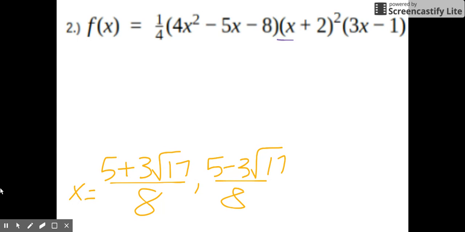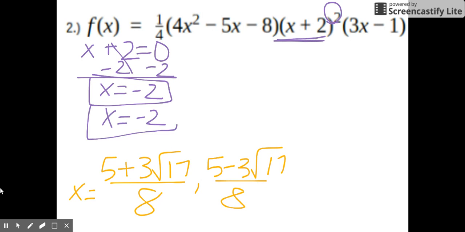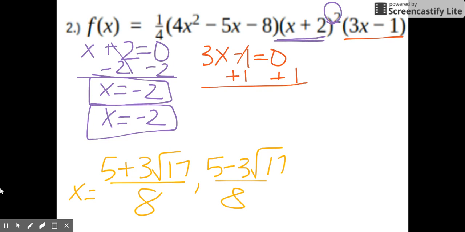So next up we could do x plus 2 squared. We just set it equal to 0 and solve. I subtract 2 on both sides, and I got x equals negative 2. Because this is squared, it is twice. And then our last factor is 3x minus 1 equals 0. You add 1 to both sides, and you get 3x equals 1. Then you divide by 3, and you got x equals 1/3.